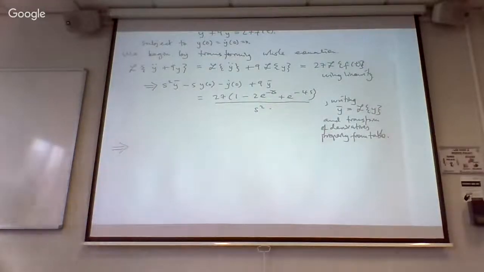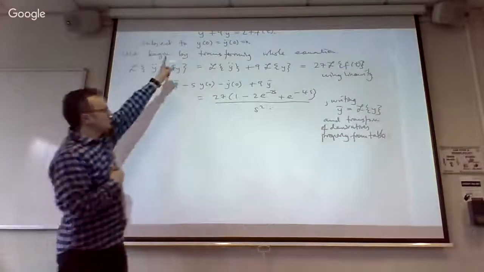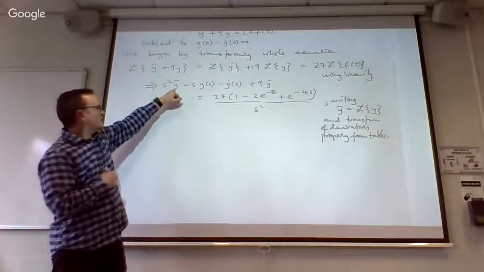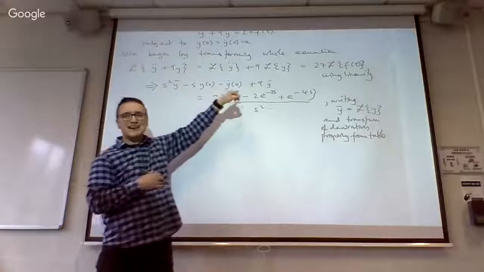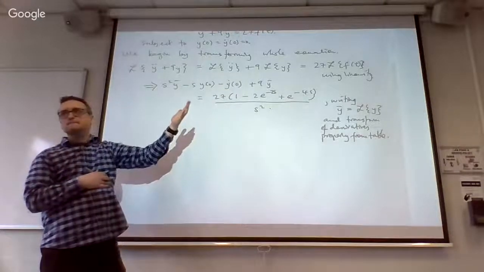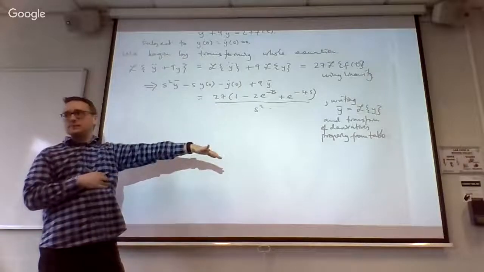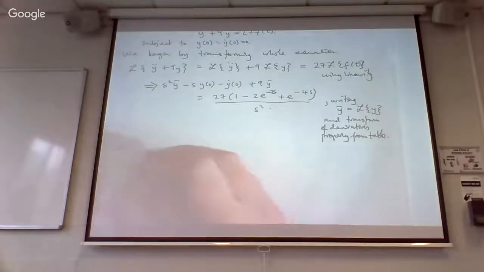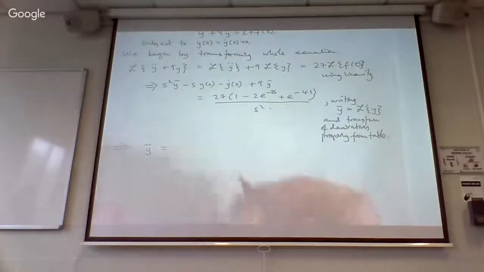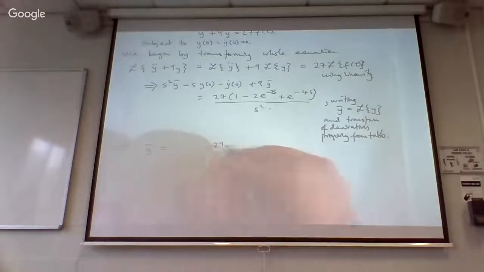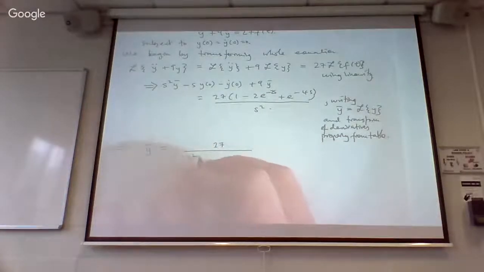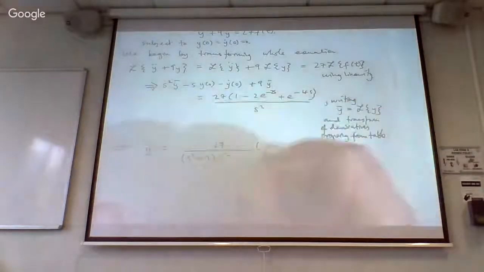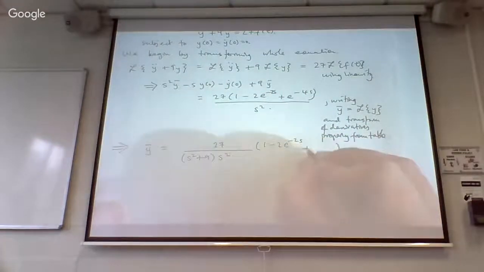Now, rather than keep rewriting and rewriting, let's do a couple of things at the same time. Bringing in the initial conditions will rub out those two terms. And then the left-hand side I can factorize as s squared plus 9 multiplied by y bar. Then I'll divide both sides by s squared plus 9 to solve the transformed equation. So we've got 27 over (s squared plus 9) times s squared, and this is all multiplied by this bracket here, 1 minus 2e^(-2s) plus e^(-4s).